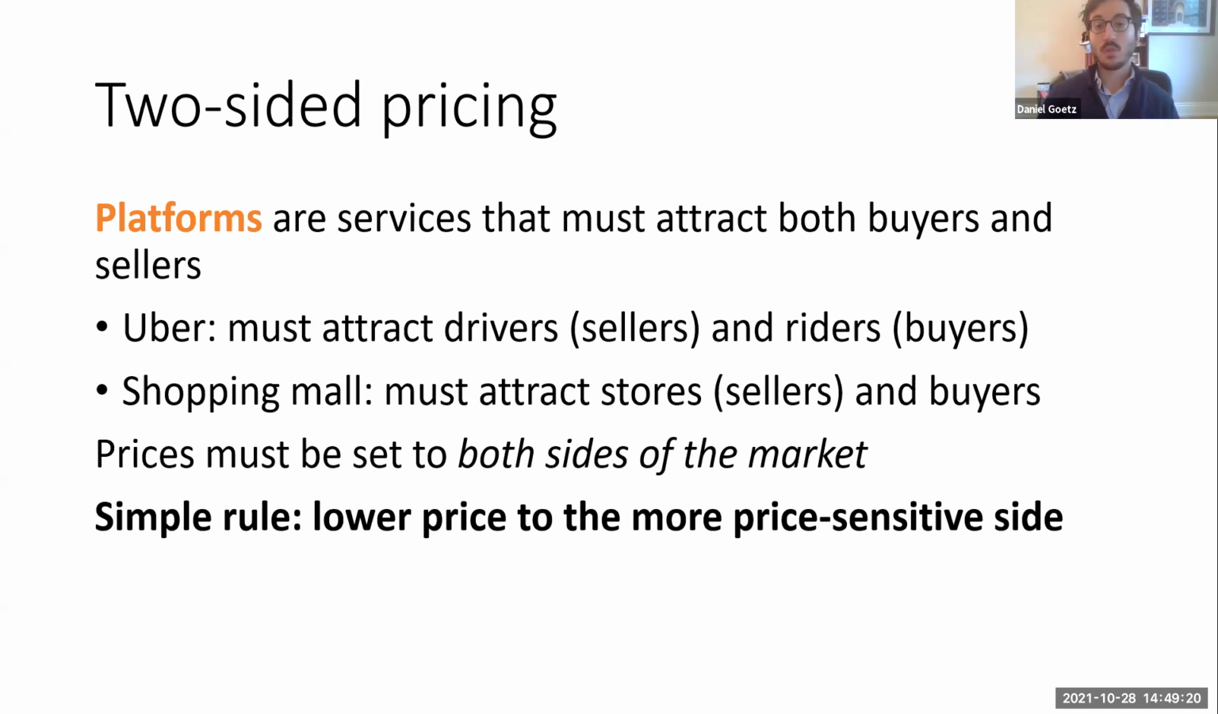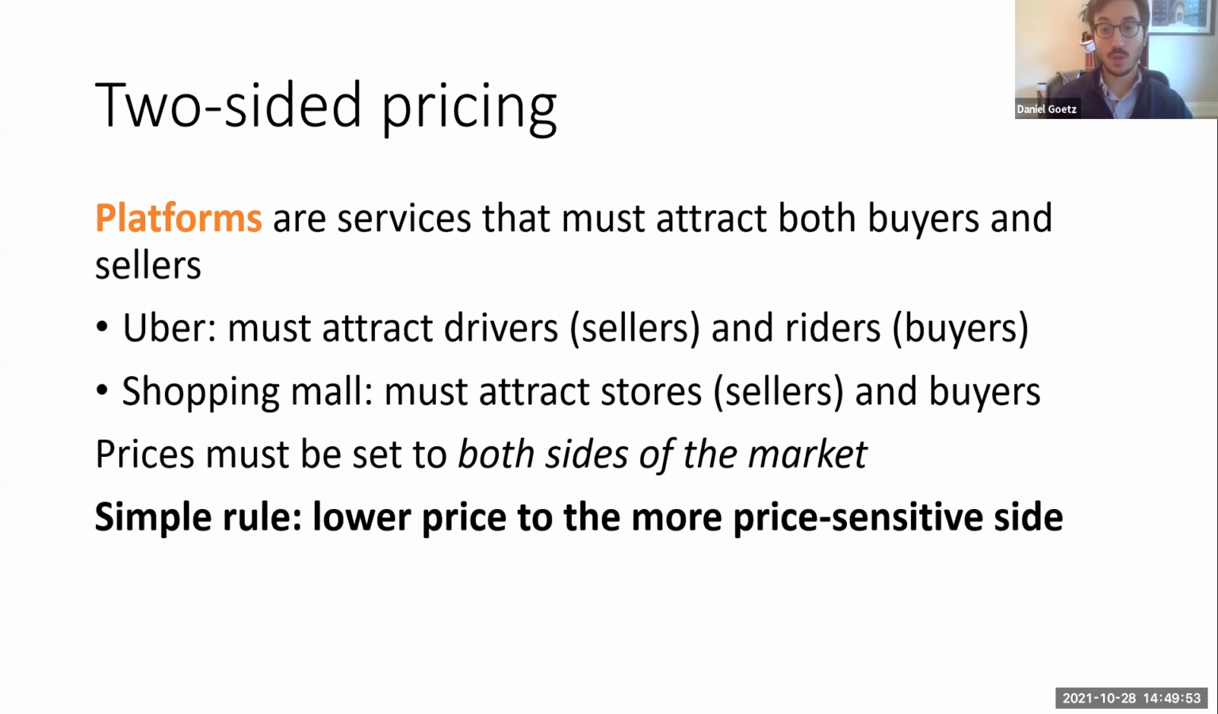Okay. So two-sided pricing comes into effect when you're not just a company selling, but you're a platform trying to bring together buyers and sellers to interact on your platform. So you can think about Uber. Uber is an example of a platform where they need to bring in drivers who are selling rides, and then riders who are buying rides, right? Uber doesn't provide the rides. They just bring together drivers and riders.